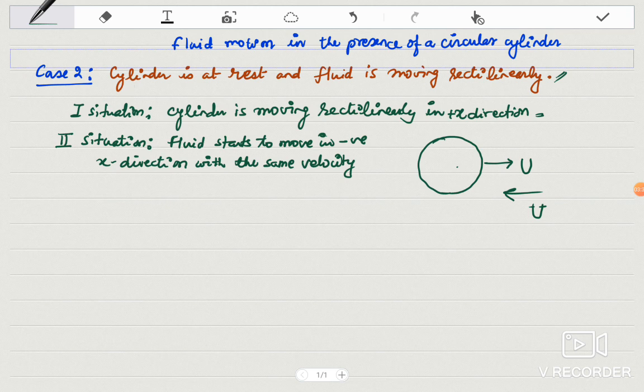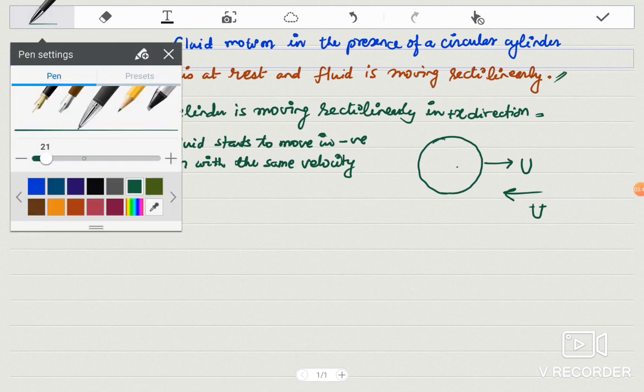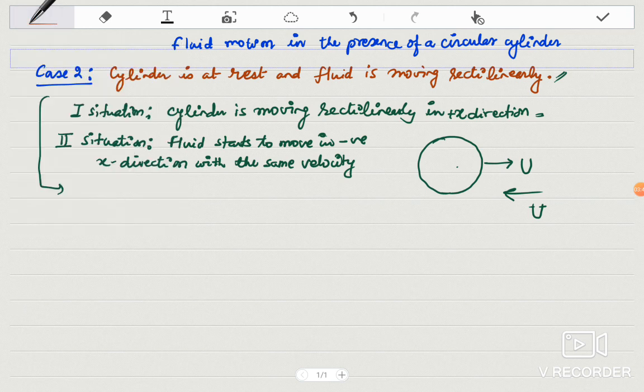So it is called the fluid streaming in the presence of a fixed cylinder. You can say this case 2 may be mentioned in another way. I may say this to be fluid streaming. Fluid is streaming in the presence of a fixed cylinder. We may also say the situation in this way, fixed cylinder.